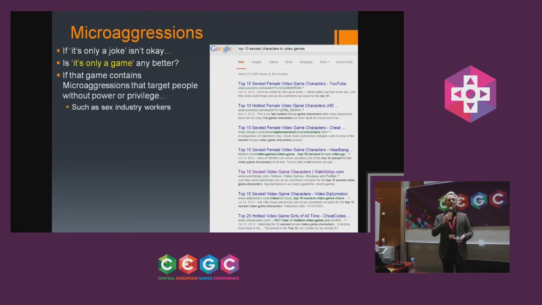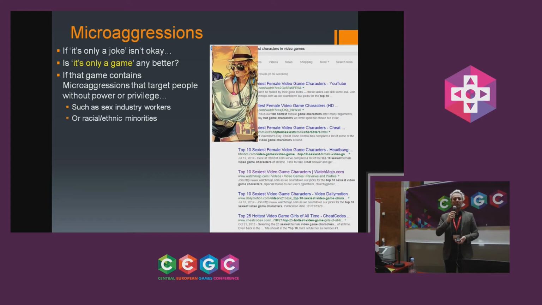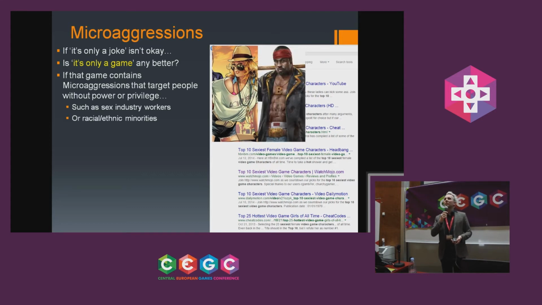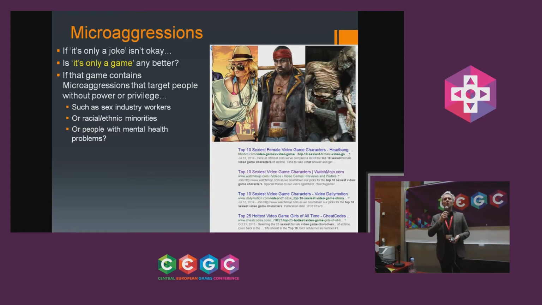If a game contains microaggressions that target people without power or privilege, such as sex industry workers, or racial or ethnic minorities, sometimes majorities, or people with mental health problems, they're always psychopaths with torn straitjackets and chainsaws who want to kill you. Not just normal people. Most people in the world have got a mental health problem at some point in their life.